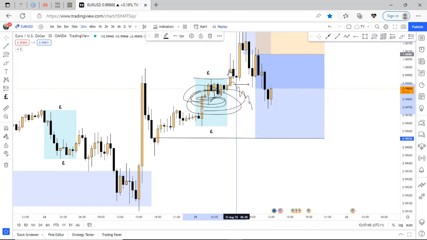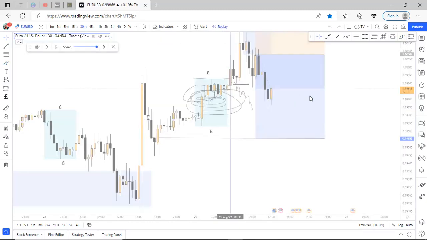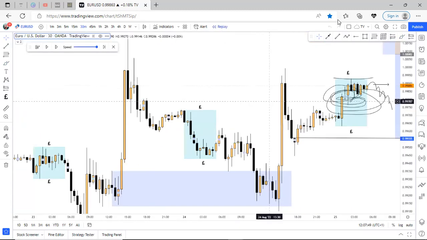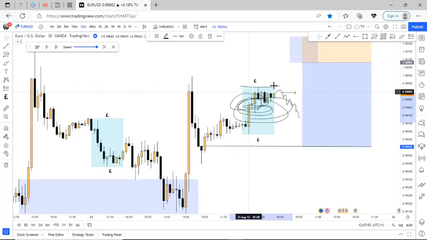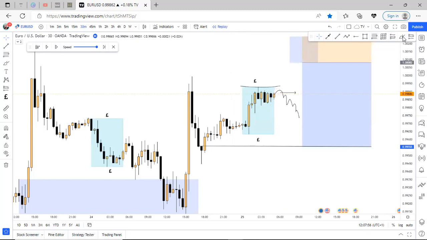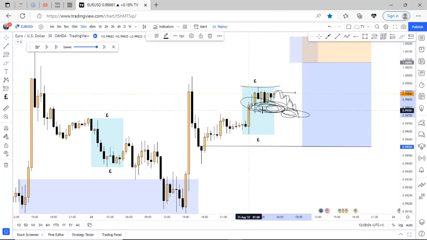Let me quickly put this. So let's take, for example, during the London session, let me clear this out. This is the Asia session, and you woke up during the London session and price is moving around here and moving around here. Try as much as possible not to take trades inside this box. Always wait for one side of the box to be taken out.